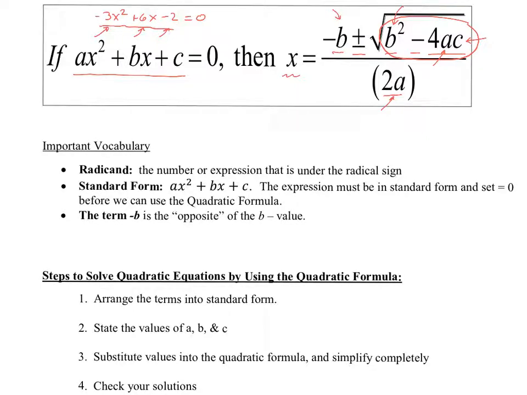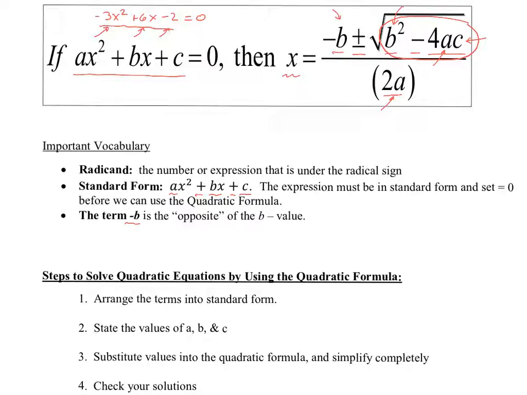We talked a little bit about standard form. Again, we cannot solve using the quadratic formula unless our equation is in standard form, ax squared plus bx plus c. Now, don't worry, it doesn't always have to be a plus and a plus. The signs of a, b, and c could be different, but it does need to be in that order.